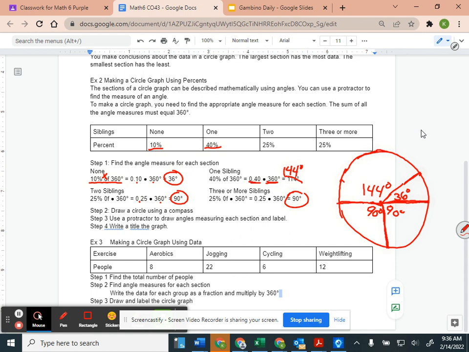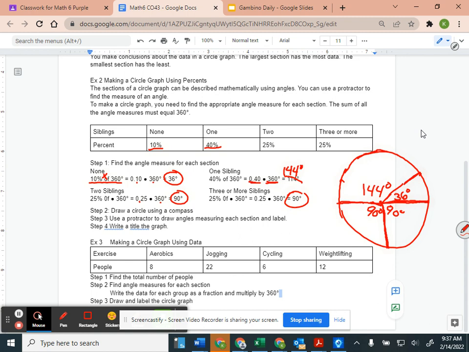So making a circle graph using the data. This time we have 8 people did aerobics, 22 did jogging, 6 did cycling, and 12 did weightlifting. So we need to find the angle measurements for each section. So we're going to make the circle graph. You would make it the same way, using your protractor, and then using the compass to make the circle, and then a protractor to find your measurements. But we need to find out what our measurements are.